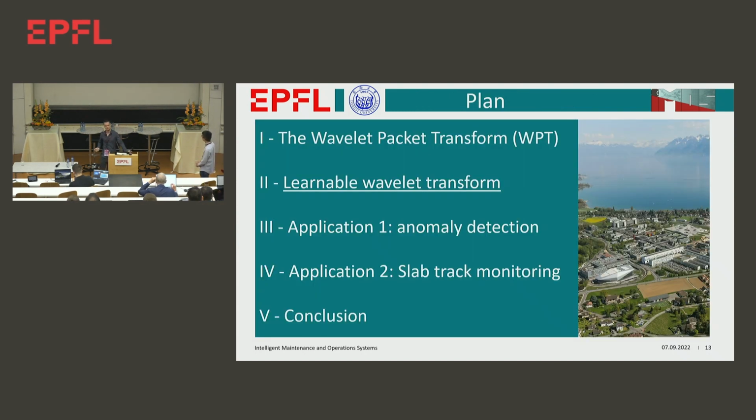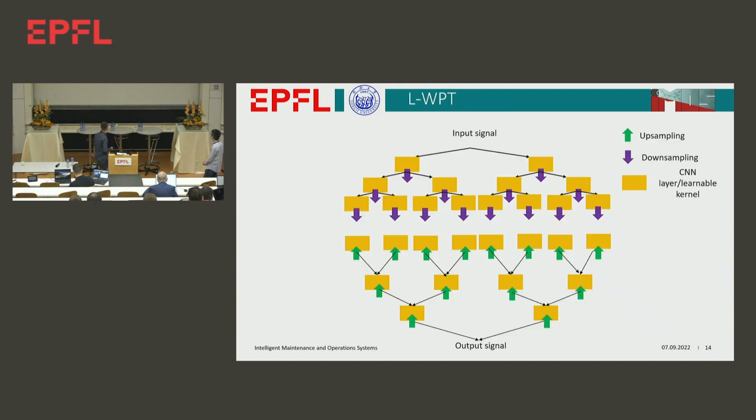OK, so that was the introduction about the wavelet packet transform. And now I will show how we make it learnable. It's quite simple. It's exactly the same architecture, except the low pass and the high pass filter. So what are the low pass and high pass filters? It's just some coefficients. We apply a convolution on these coefficients, and we make these coefficients learnable. We keep the downsampling operation, and the upsampling operation of the inverse.